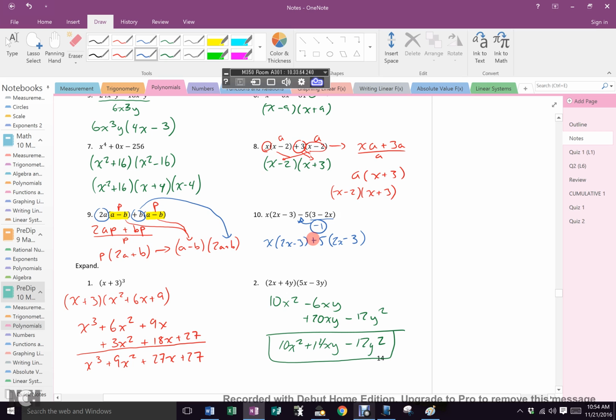And now I have this situation. Those are the same, so that's one factor, 2x minus 3. And then what's on the outside becomes the other factor. Cool?